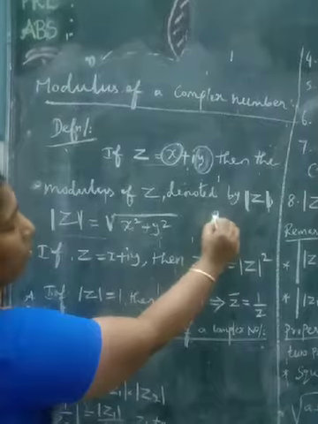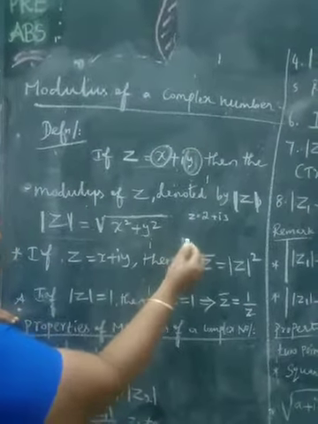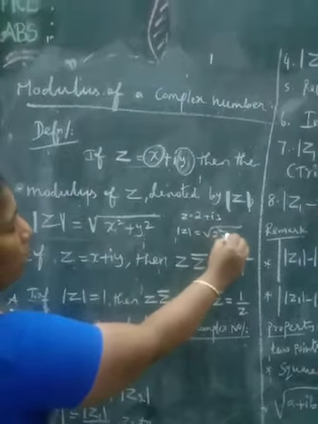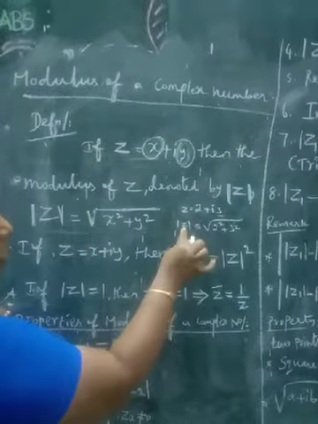Suppose one complex number is 2 plus i3. This is z. How can we find the modulus? Mod z equals square root of real part 2, 2 square, plus imaginary part 3, 3 square. So if we expand this we will get the modulus.